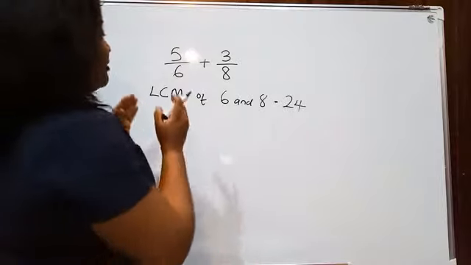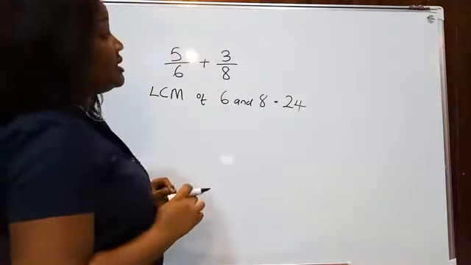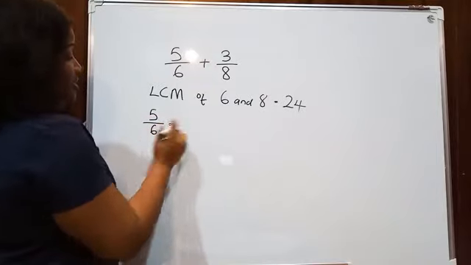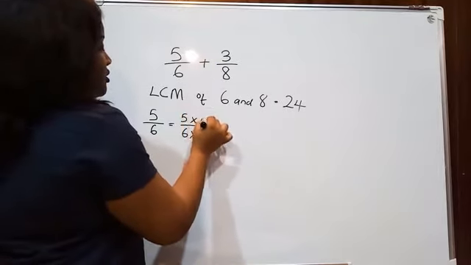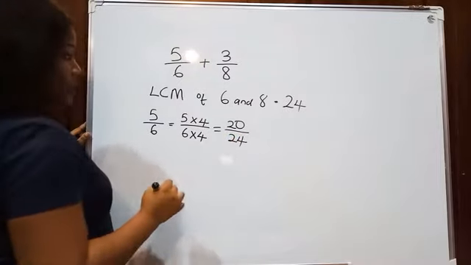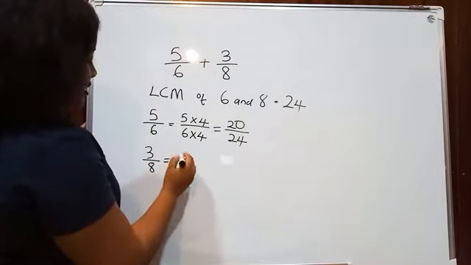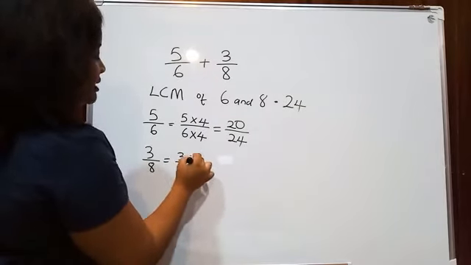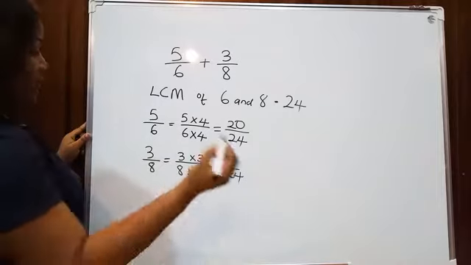Now we'll make equivalent fractions of each of them, using 24 as the denominator. So 5 over 6: because 6 times 4 is 24, you have to do 5 times 4, so it gives us 20 over 24. And you have 3 over 8. 8 times 3 gives us 24, so you still have to multiply the numerator by 3, and you get 9 over 24. Now you add the two of them.